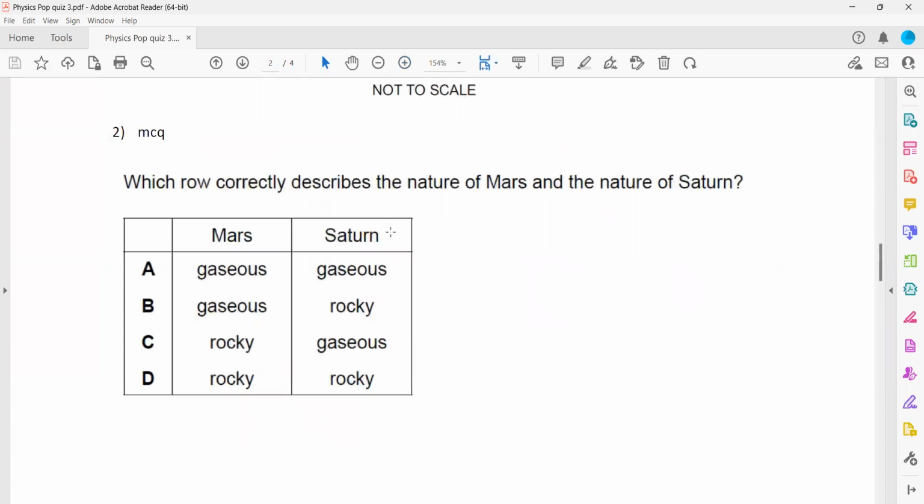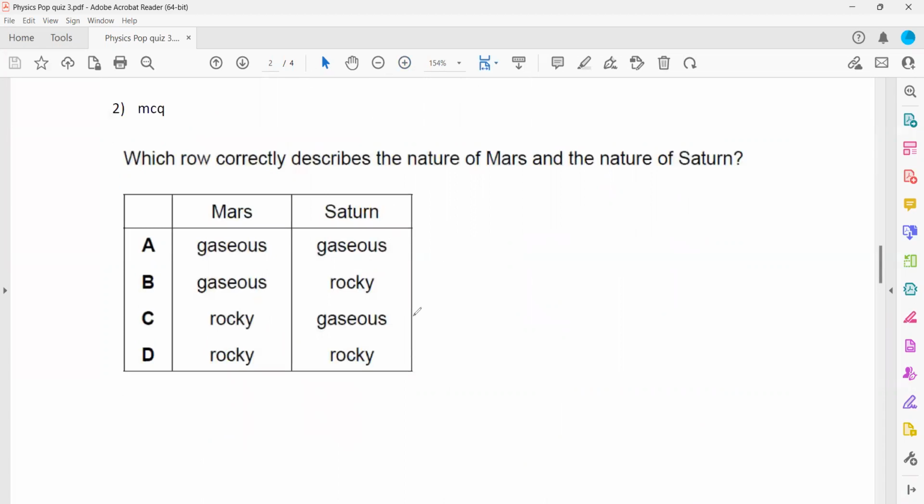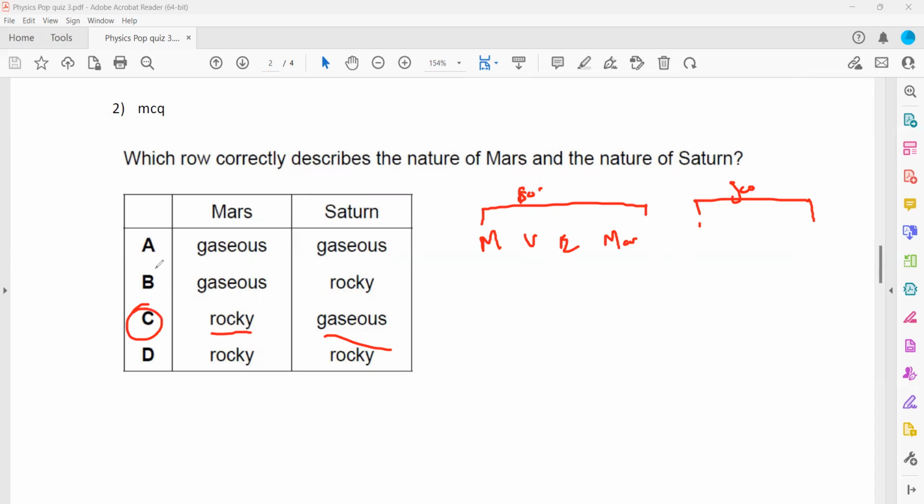Which row correctly describes the nature of Mars and the nature of Saturn? First, we have Mercury, Venus, Earth, and Mars. These are known as the rocky planets. After that, we have the gaseous planets. So Mars will be rocky, and Saturn will be a gaseous giant. That's why option C is the right answer. So Mercury, Venus, Earth, Mars are rocky, then Jupiter, Saturn, Uranus, Neptune are the gaseous planets.